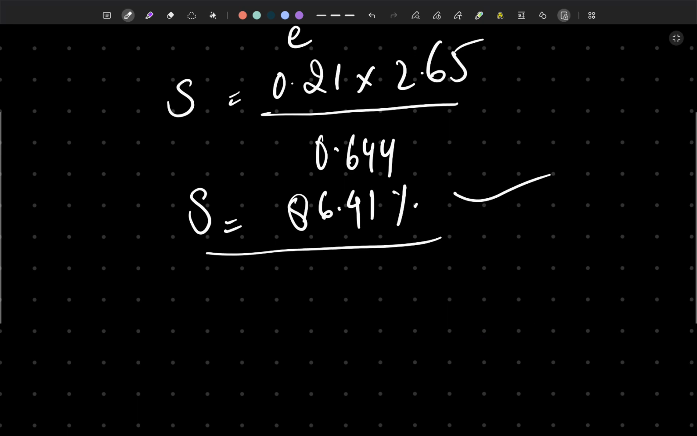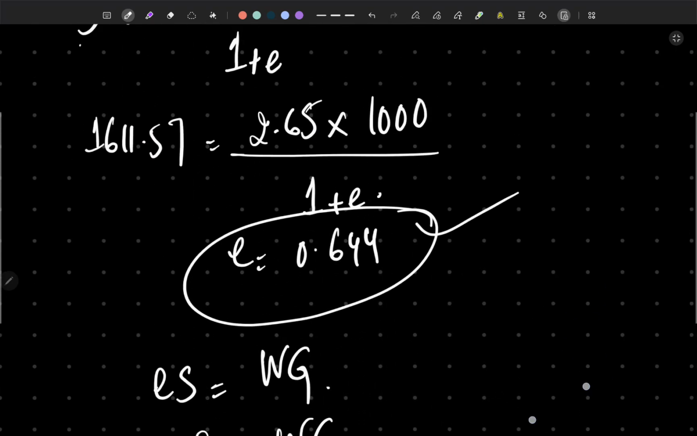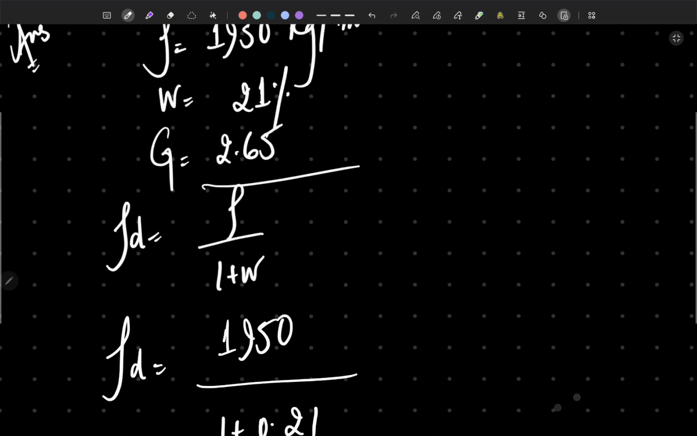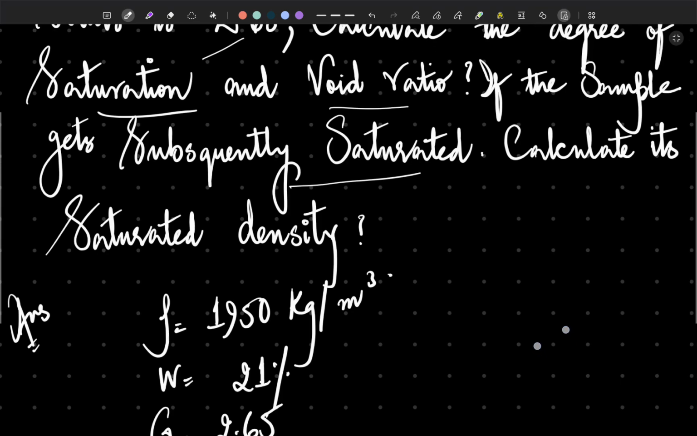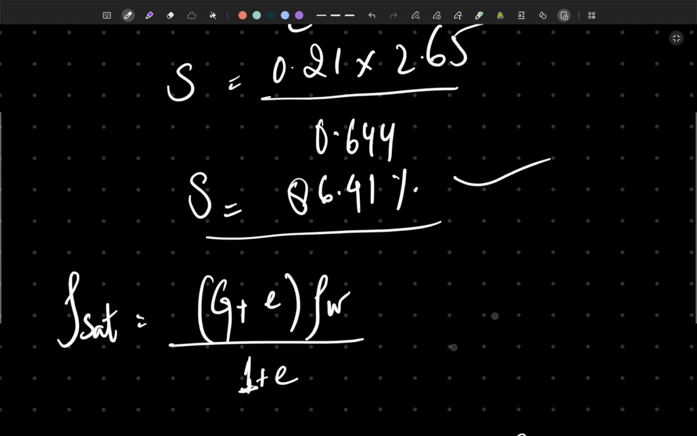When the sample gets subsequently saturated, S becomes 1. Now we can use a generalized equation which will become (G plus E) over (1 plus E), because the sample subsequently got saturated, S became 1. All right, and now we'll be using the equation for the saturated density, which is (G plus E) rho W divided by 1 plus E. We'll be substituting the values and we'll have the answer.